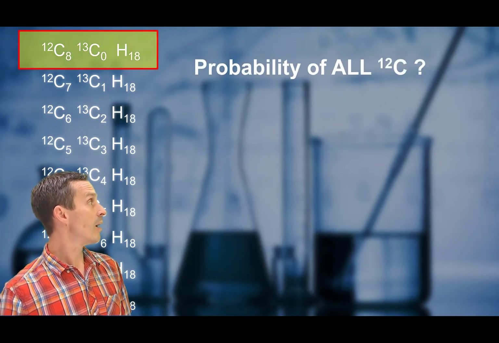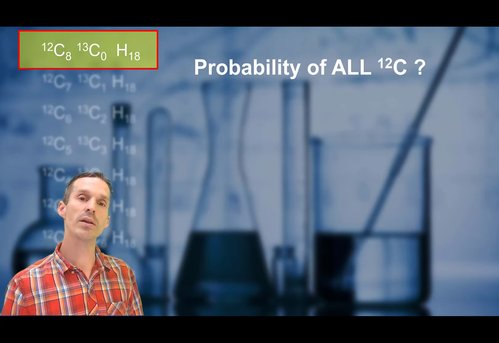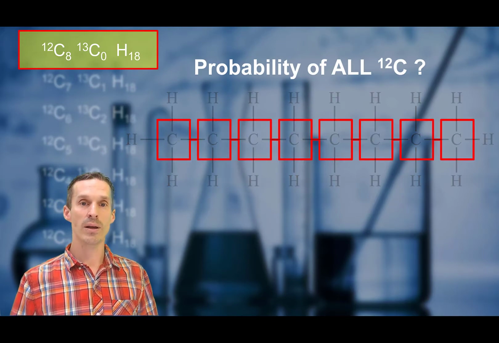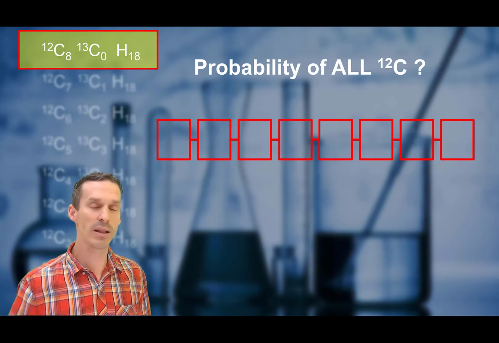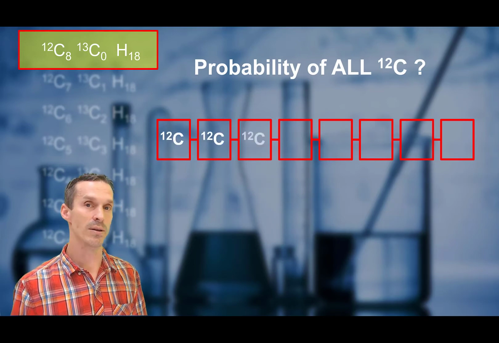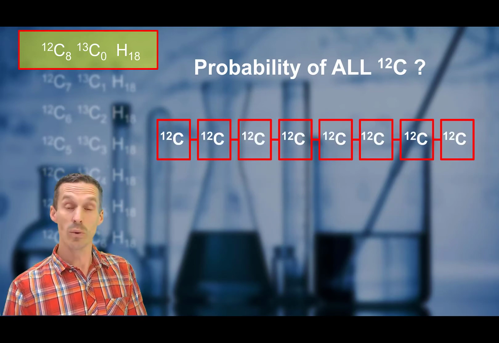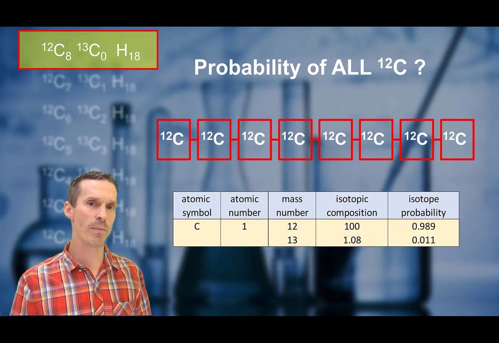Okay, we're back to our list here. We're looking at octane, and we're going to start first by focusing on just having carbon-12. So what are the odds of having octane where every single atom is carbon-12? Imagine it like a bunch of boxes, and yes, I'm completely ignoring the contribution from hydrogen. What we need to do is put 8 carbon-12s, one into each of those boxes. So it's just like rolling a dice. We just need probabilities here.